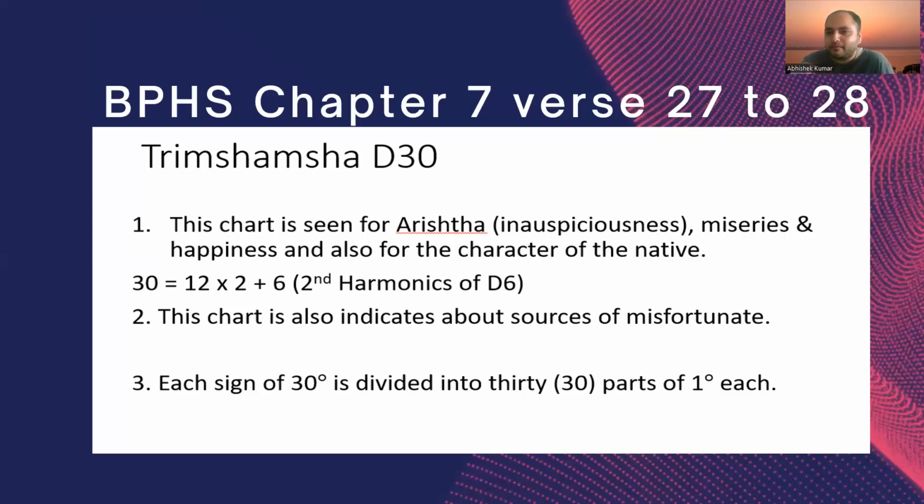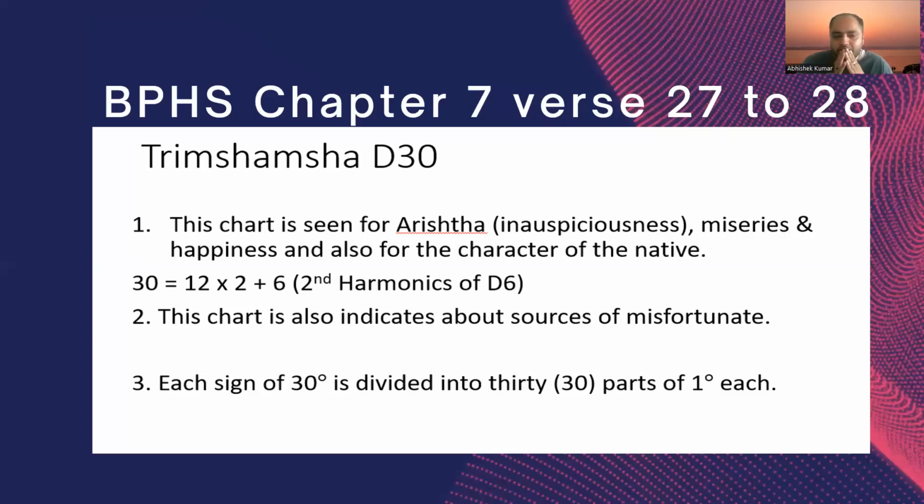And the mud, that ego, Saturn, connected with the Saturn. And the matsar, the jealousness, envy, that is connected with the Mercury. So that will give you an idea when you are going to think in the direction of the analysis of Trimsamsha, D30.